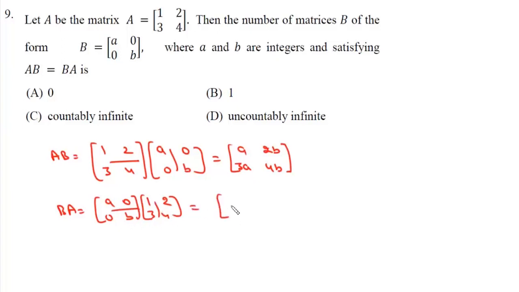Now it will be A, 2A, 3B and 4B. Now we compare these two matrices, they will be equal when A equals B. So AB will be equal to BA whenever we have A equals B, where A and B are integers. In this case, we'll have infinitely many solutions, and they have countably infinite solutions given by this option C.